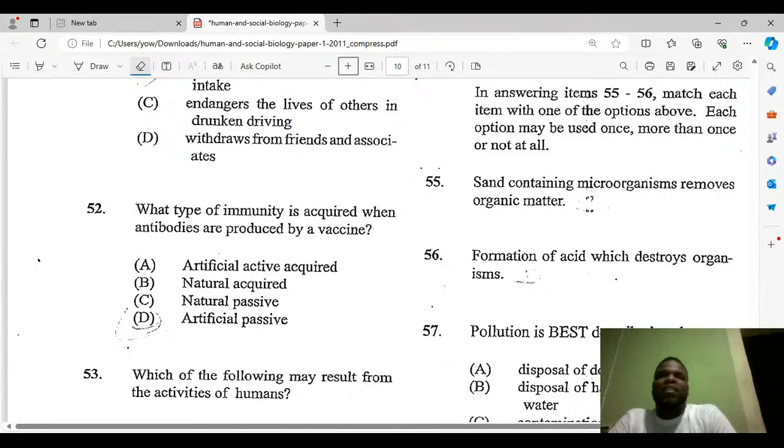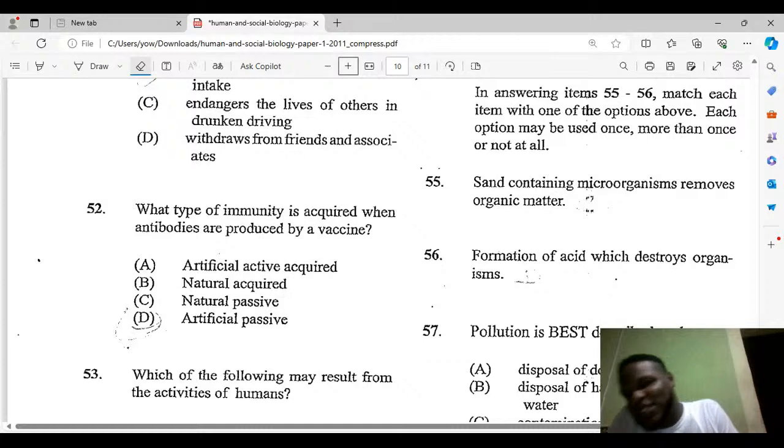So I think what you're talking about is more natural passive, because the baby would get the breastfeeding, and the breastfeeding would have the pathogen, the antigen, the antibodies, sorry. So that's more natural because you never develop that in our lab, right? You never develop that. That occurs naturally. So I think it to be artificial passive based on the question, but it's very tight in my opinion. Very, very tight. But I think the best answer would be D. But it's very tight.